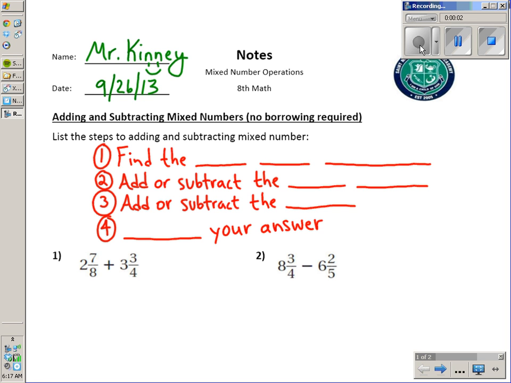Hey, 8th graders, it's your homie, Mr. Kinney. Today's September 26th, 2013, and this is going to be page 6 of your notes. Yep, number 6 is LeBron James, Aislinn.